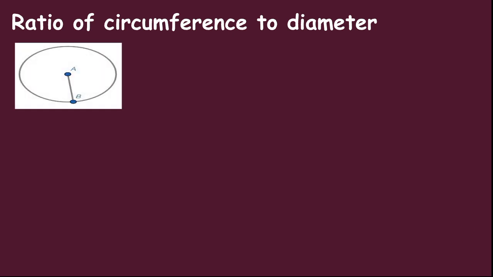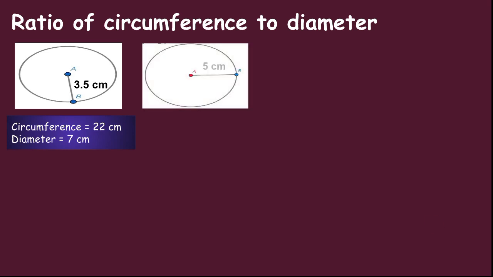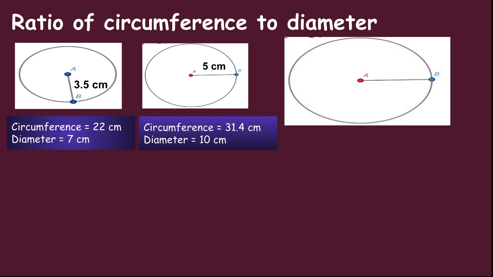So the first circle in which the radius is 3.5 centimeters, the circumference is 22 centimeters and the diameter is 7 centimeters. The second circle in which the radius is 5 centimeters, the circumference is 31.4 centimeters and the diameter is 10 centimeters. And the third circle in which the radius is 7 centimeters, the circumference is 44 and the diameter is 14 centimeters respectively. Now let us find the ratio of circumference to diameter for these three circles.